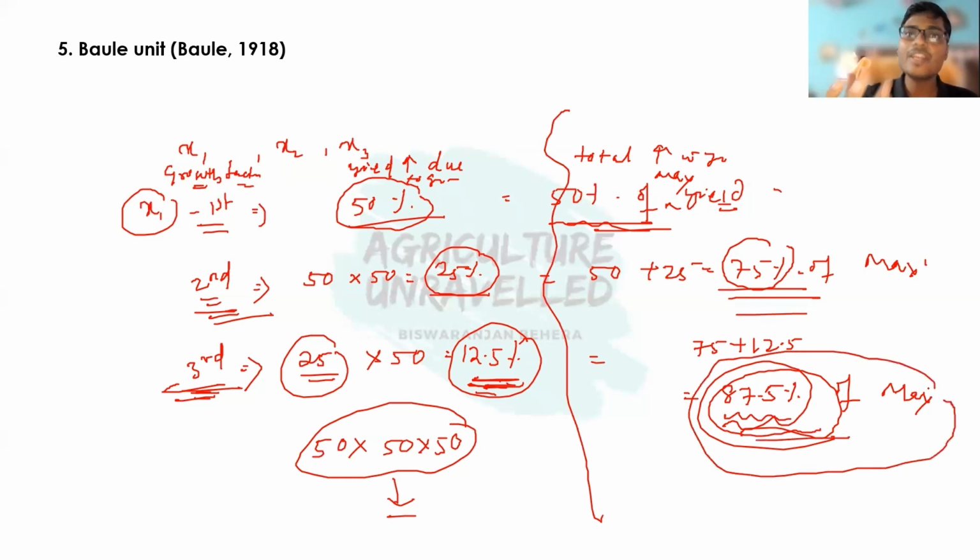So the viable unit is also based on the principle that this thing will continue till the total yield achievable is achieved as 100% of the maximum yield. Okay, there is no further increase. So till that, this will increase. This thing will be continued. Okay, I hope this is clear now.